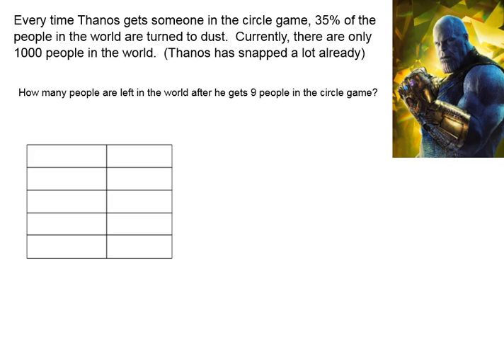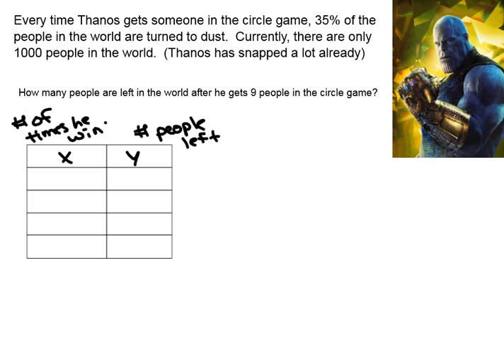So let's see if we can model that depending on how many times he gets somebody with the circle game. So our independent variable is going to be x. That's going to be the number of times he gets somebody. And then we'll say y is going to be the number of people. So y is the number of people left, and x will be the number of times he wins the circle game. He gets somebody with the circle game.